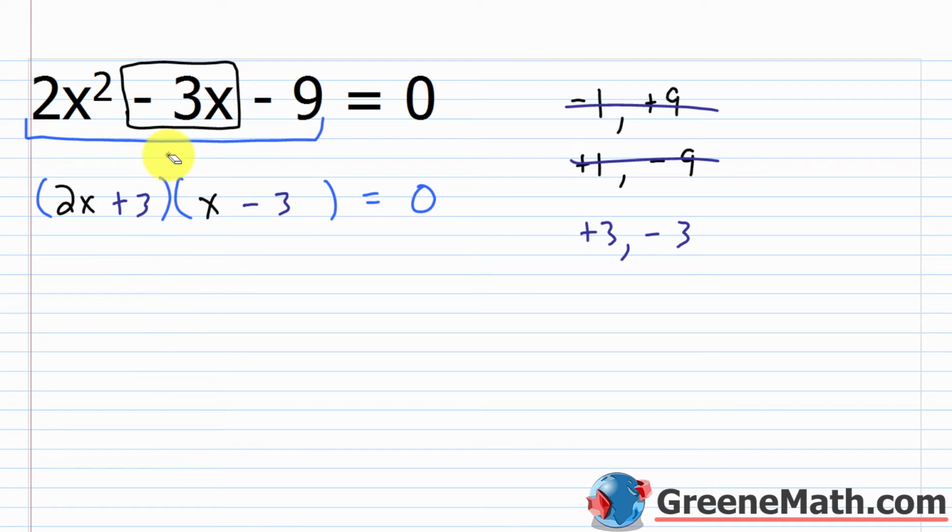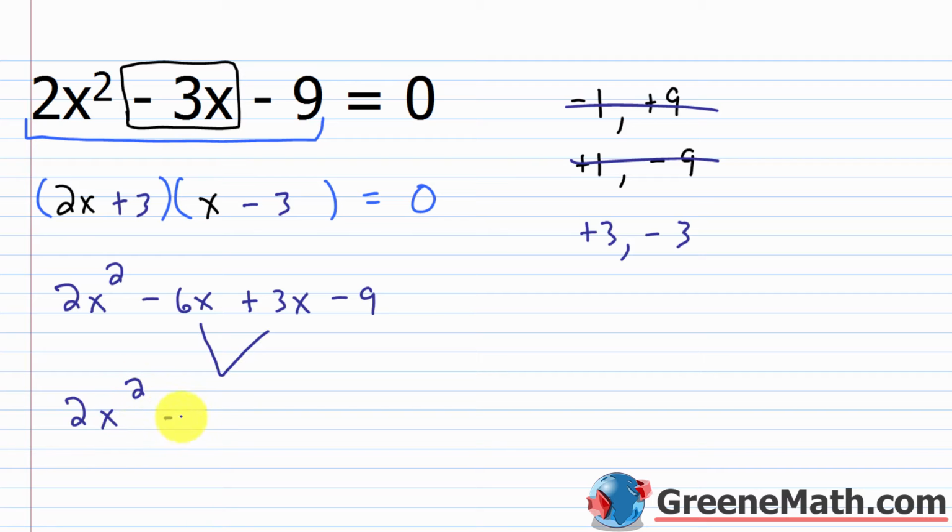And we can check this. We do our FOIL. 2x times x is 2x squared. My outer, 2x times negative 3, would be minus 6x. My inner, 3 times x, would be plus 3x. And then my last, 3 times negative 3, is negative 9. So if you sum these two now, you would have 2x squared minus 3x minus 9, which is exactly what we started with right here.